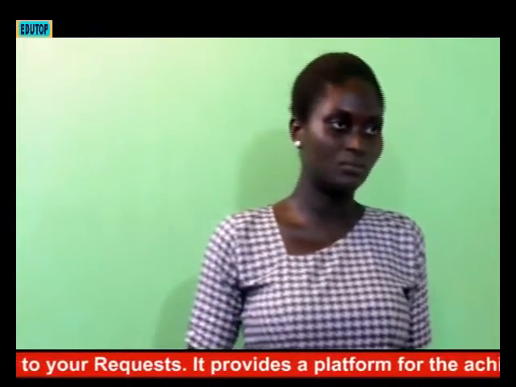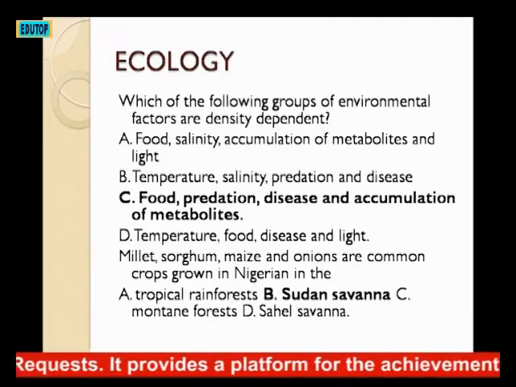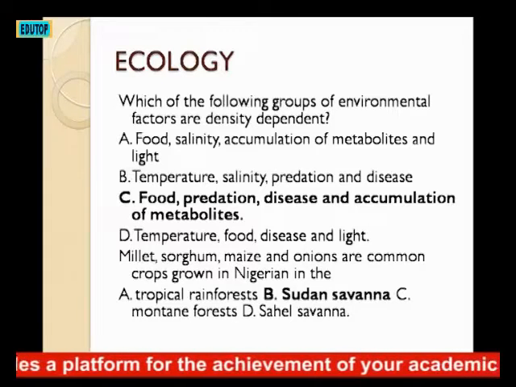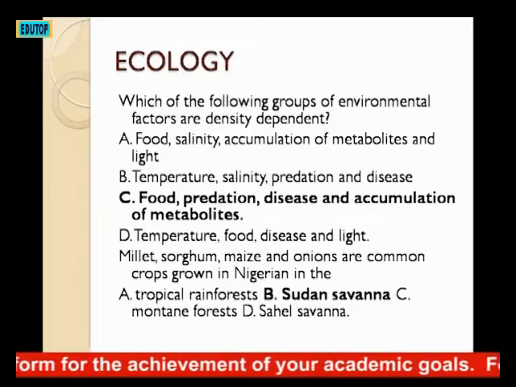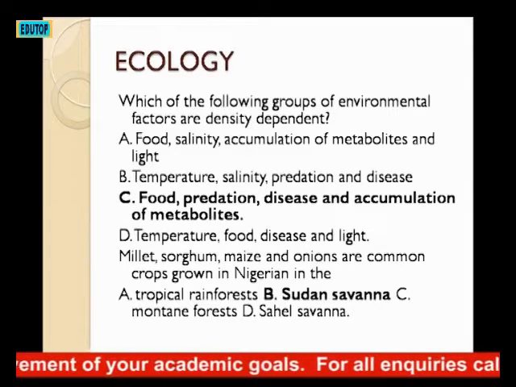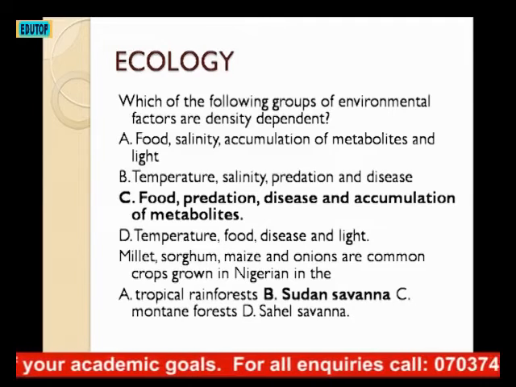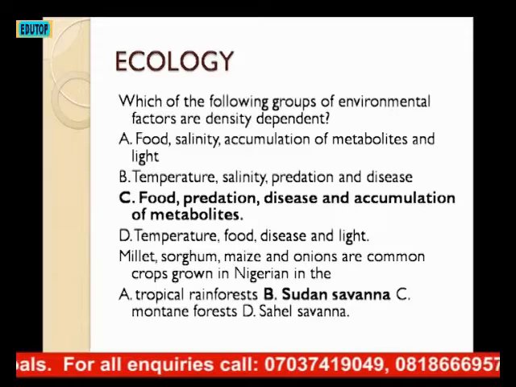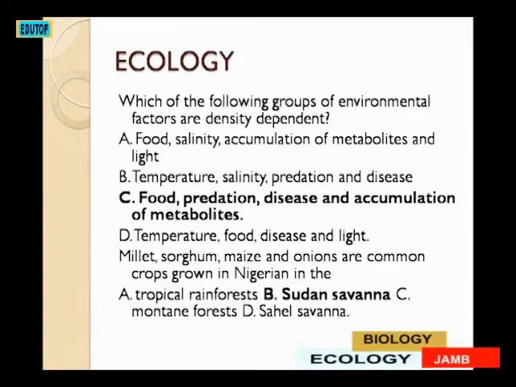The next question. Which of the following groups of environmental factors are density dependent? A. Food, salinity, accumulation of metabolites and light. B. Temperature, salinity, predation and disease. C. Food, predation, disease and accumulation of metabolites. D. Temperature, food, disease and light.